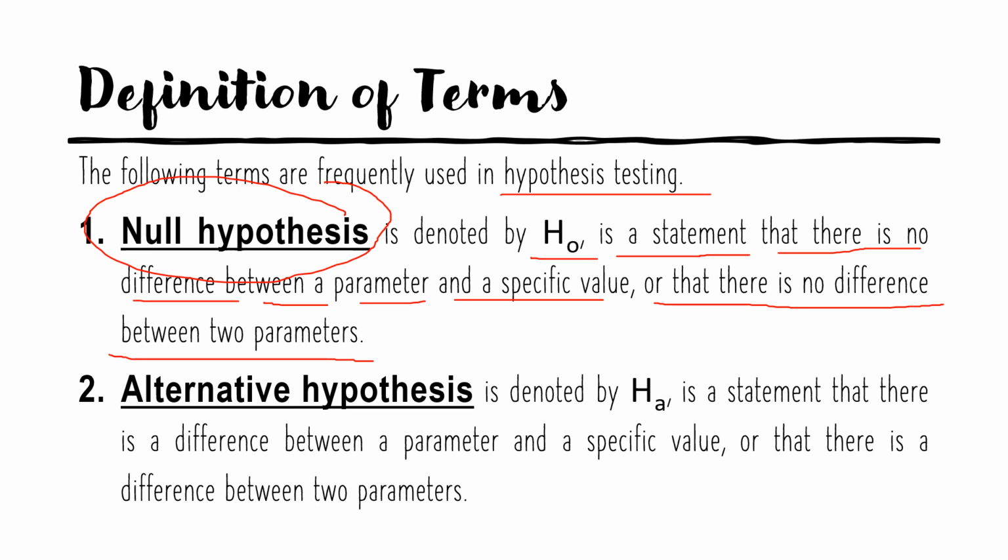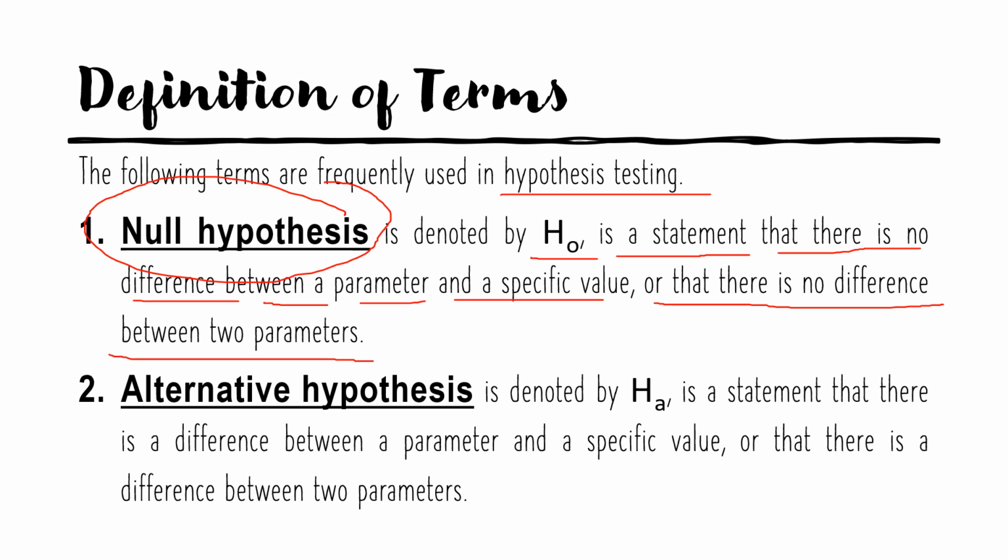So for example, if we use a variable y to represent your specific value, and we use variable c to represent your parameter, then y is equal to c. If we're going to state your null hypothesis, we can simply use the symbol y is equal to c, meaning to say that there is no significant difference between your parameter and a specific value.